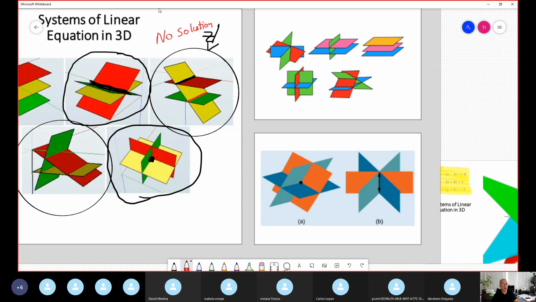To have a solution, we need a common point among the three, because we need to satisfy all three equations, right? And this is also no solution, for the same reason. Okay, is this information now a little bit clearer? Let me know. Okay, look at that part.